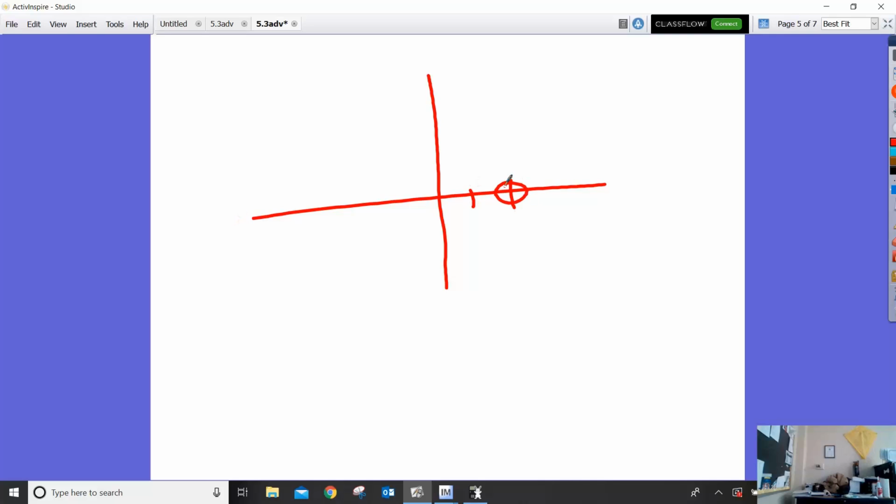Open hole at 2. What's the other asymptote at? -2? What's the horizontal asymptote at? 2?